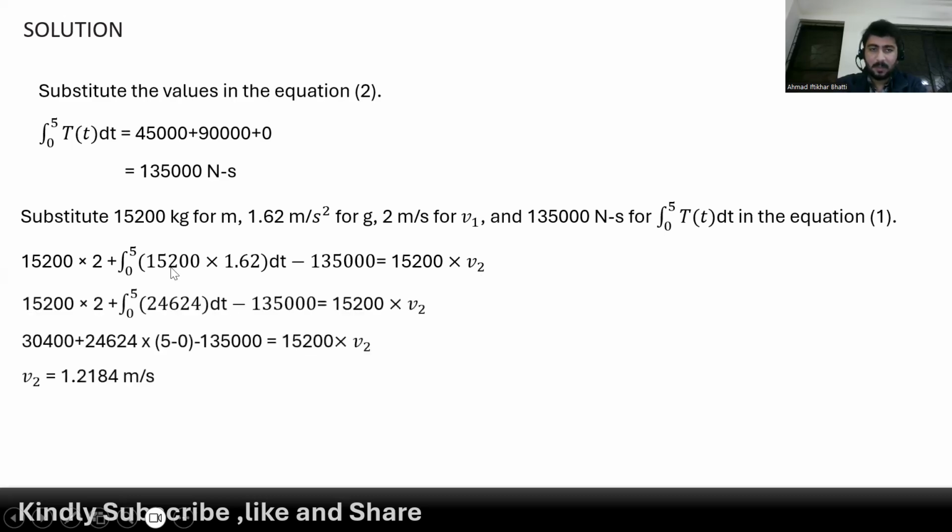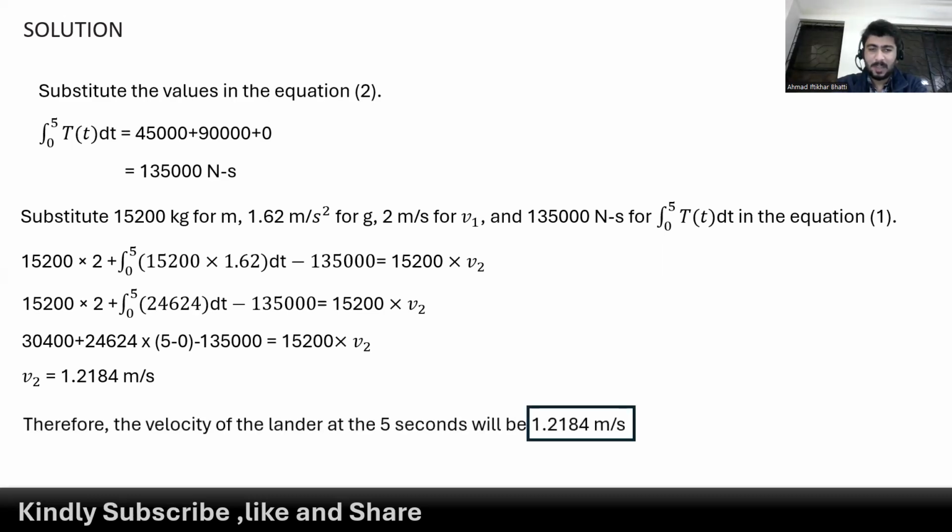When we multiply this, we get 24,624, and when we integrate it, we multiply it by 5 minus 0, so we get our final velocity, that is 1.2184 meters per second. So the velocity of the lander at 5 seconds will be 1.2184 meters per second.